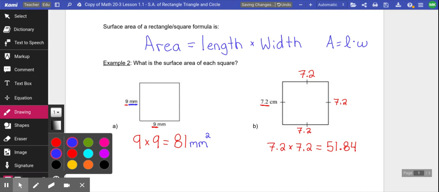What that means is you could fit 81 little millimeter blocks in here. 1 millimeter by 1 millimeter, so little tiny millimeter blocks. You should be able to fit 81 in there. The second one would be centimeters squared, like that. Fit 51 bigger blocks. Yeah, 51 centimeter blocks, which are way bigger than a millimeter box, right?